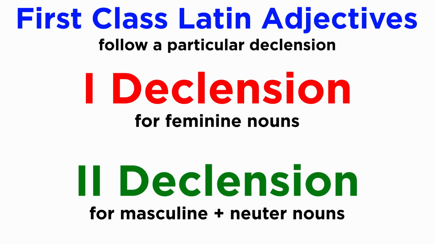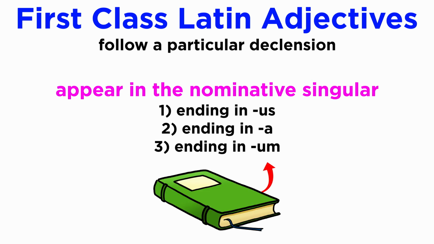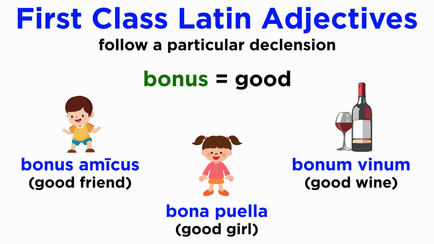The first declension endings are used for the feminine nouns, and the second declension endings are used for masculine and neuter nouns. All these adjectives will appear in the dictionary with the nominative singular of all three endings, always in the same order. A good example would be bonus, meaning good, shown here in three forms so as to agree with the noun it is modifying, whether meaning a good friend, a good girl, or a good wine. Bonus amicus, bona puella, bonum vinum.